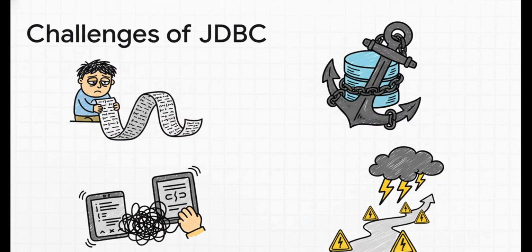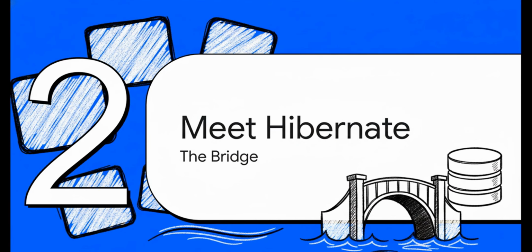So this really boils down to the main challenges of doing things the old-fashioned way with JDBC. You've got that mountain of repetitive, what we call boilerplate code. Then there's the fact that your code is basically chained to one specific database, which makes switching a total nightmare. On top of that, you have to manually figure out how your objects relate to each other. And of course, you're constantly dodging a minefield of exceptions that you have to handle for every single operation. It's a lot.